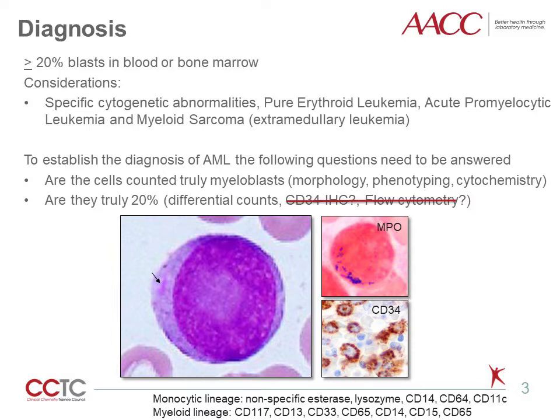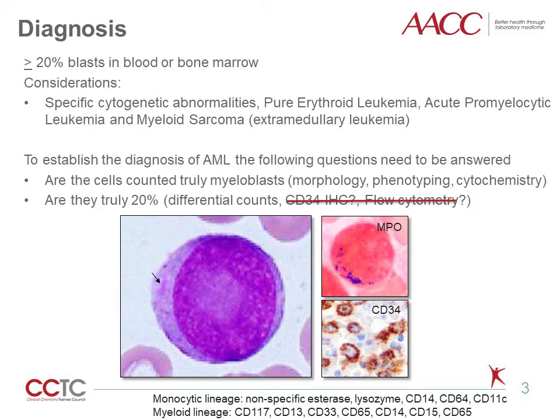Second, pure erythroid leukemia requires over 80% of the bone marrow cells to be erythroid progenitors, with more than 30% of those being pro-erythroblasts. Third, in the case of acute promyelocytic leukemia, or APL, abnormal promyelocytes are also counted as blast equivalents. Lastly, in extramedullary presentations of acute myeloid leukemia, which are known as myeloid sarcoma, these may not have 20% blasts in the blood or bone marrow.